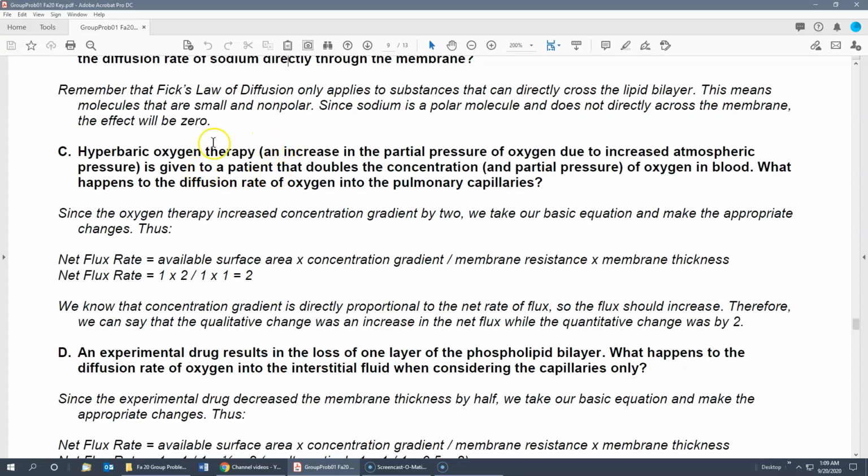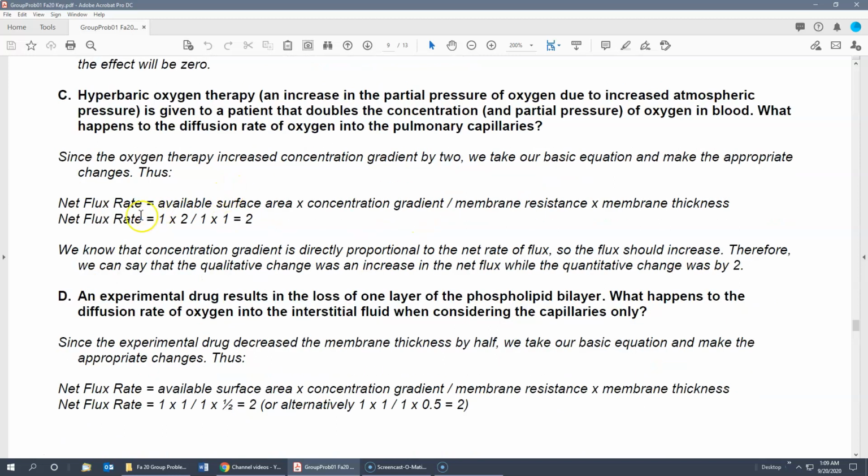So let's look at C. So C gives me hyperbaric oxygen therapy, which increases the partial pressure of oxygen, is given to a patient that doubles the concentration and partial pressure of oxygen in the blood. What happens to the diffusion rate of oxygen into the pulmonary capillaries? So that means oxygen is going from the lungs into the pulmonary capillary. So it's going to go directly across the membrane.